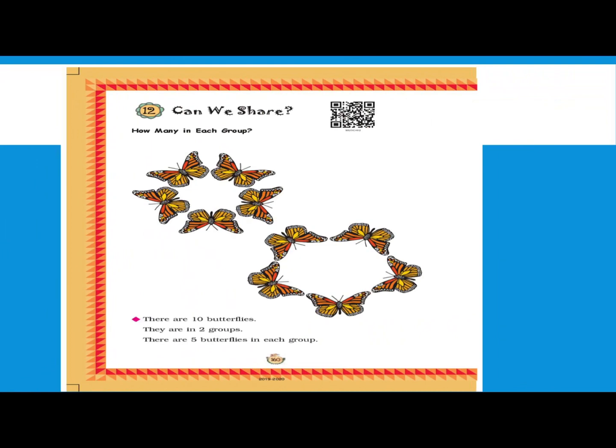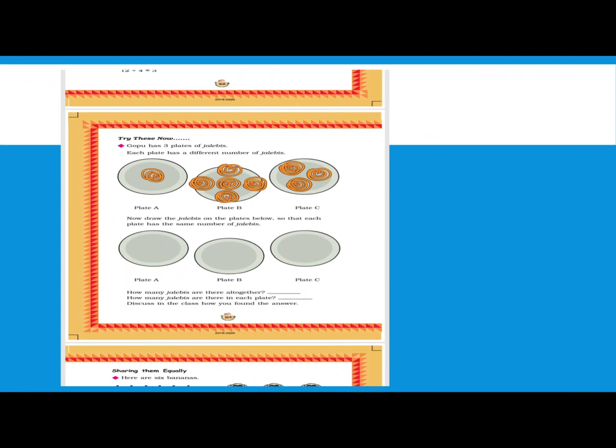Now the chapter comes, can we share? Children, tell me how many in each group. There are 10 butterflies and they are in 2 groups. So in each group there are 5 butterflies. So we have shared these 10 butterflies into 2 groups. Come to the next page.